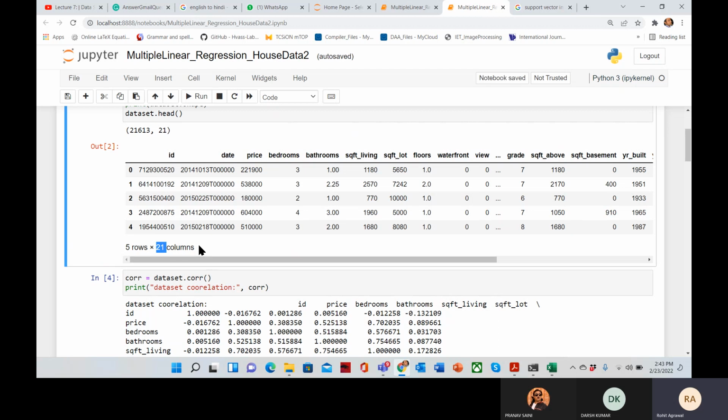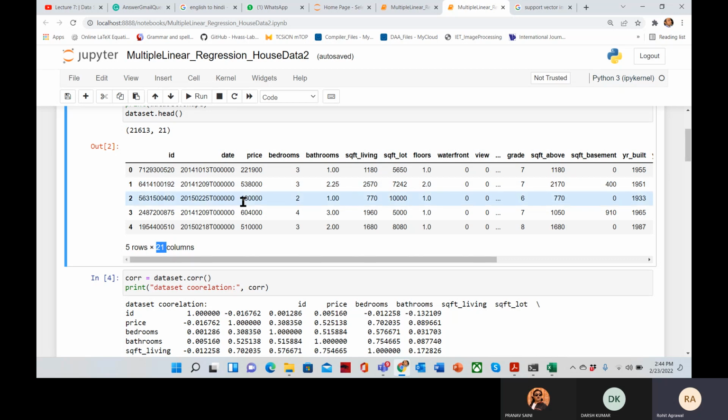21 by 21 matrix. You will remember we used variance and correlation in the linear regression. Do you remember? Yes, sir. Right. This time what will happen, we will find the correlation between id and id, correlation between id and date, correlation between id and price, correlation between id and bedroom, and so on. Then correlation between date and id, correlation between date and date, correlation between date and price, and so on. If the value is 1, that means they are highly correlated. Otherwise, if the value is lower, they are less correlated.